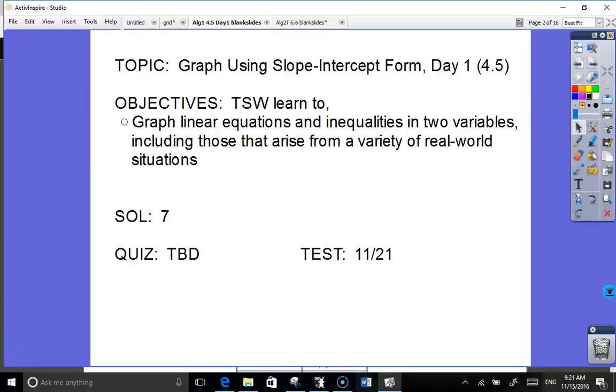My guess is that we'll have a quiz tomorrow. Right? Like calculating slopes, things like that. Maybe some solving for y.